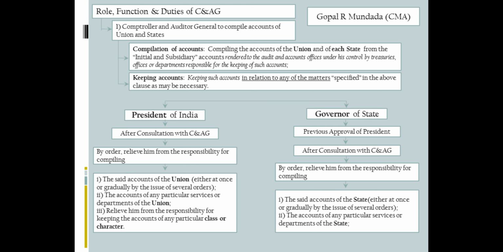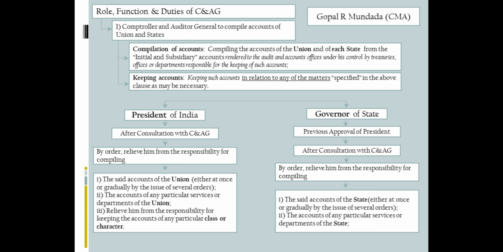There are some exceptions or some relief given to the C&AG. In the matter of the central government, the President shall give relief to the C&AG, or in case of a state, the governor of such state gives the relief to the C&AG. We can understand what relief is given by the President or governor of India to the C&AG.